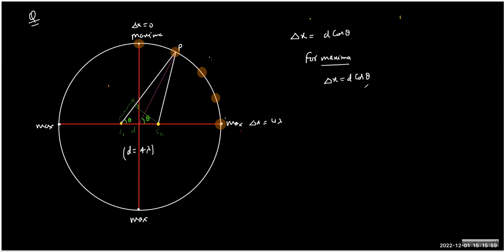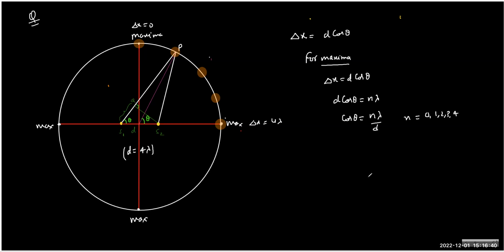So delta x is d cos theta, and this we can write as n lambda. So n equals 0 is the topmost point, n equals 4 is the last, so we can get cos theta equals n lambda by d. I have written already. So this n will go from 0, 1, 2, 3 up to 4, right?